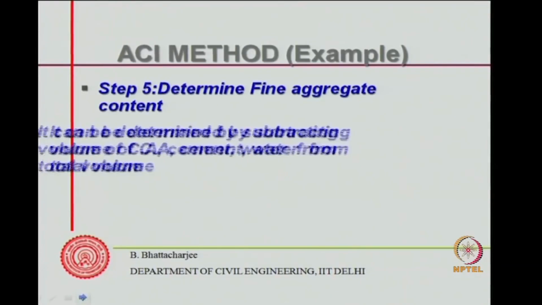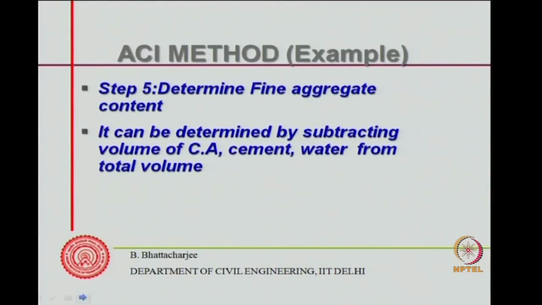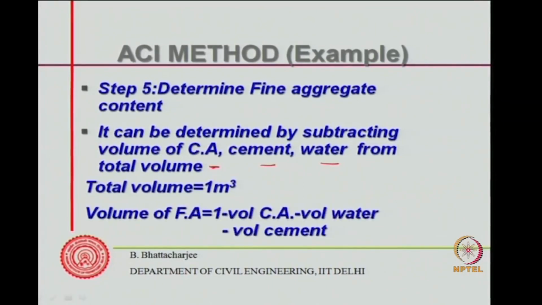Fine aggregate content now I can determine by subtracting the volume of coarse aggregate, cement, water, and of course, the air volume also from the total volume. So, total volume 1 meter cube minus, actually 2% I should subtract. So, actually I should have an equation 1 minus volume of cement, and 2% air volume, air volume is 0.02. So, this has to be subtracted.